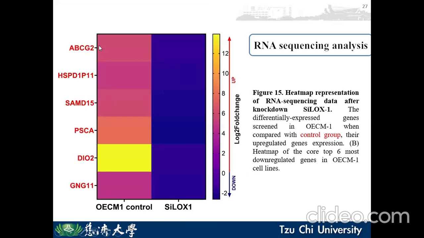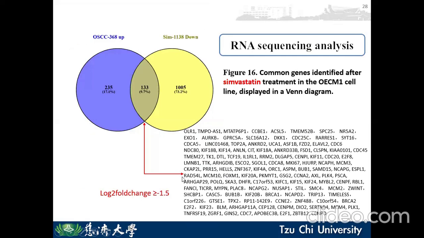These experiments, with 6 genes, were also confirmed by heat map analysis. There is a significantly upregulated result, DIO2, and after knocking down LOX1, its expression is significantly decreased.